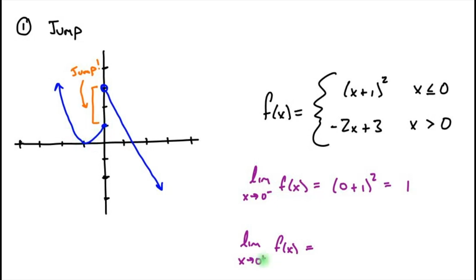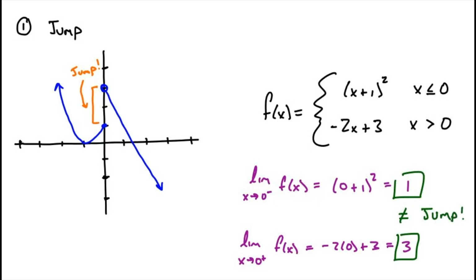For the bottom limit, as x approaches 0 from the right, we'll plug 0 into the bottom part of our function. Negative 2 times 0 plus 3 will get us 3. And we already know that from our graph, we saw that the right side of our function is approaching a y value of 3. And since both of these limits do not equal each other, this would be a perfect algebraic demonstration of a function with a jump discontinuity.